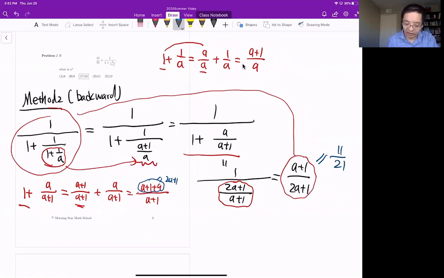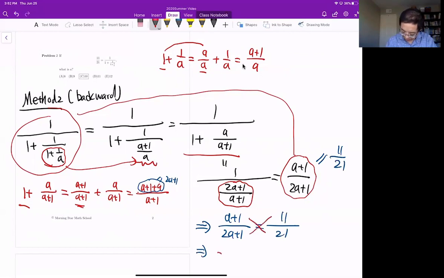And then here, one of the most important applications of algebra is to solve equations, right? You set up an equation, solve the equation. Okay. So I can solve the equation here. So from here, I get a plus 1 over 2a plus 1 equals 11 over 21. If two fractions are the same, then the cross product is the same, right? So I have 21 times a plus 1 equals 11 times 2a plus 1.